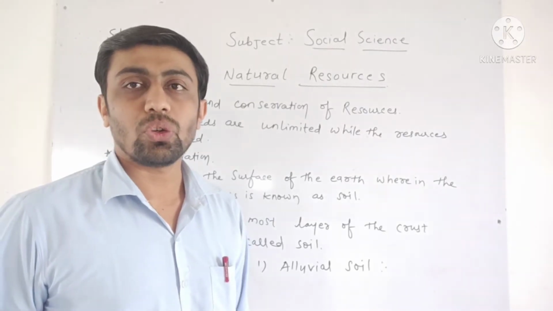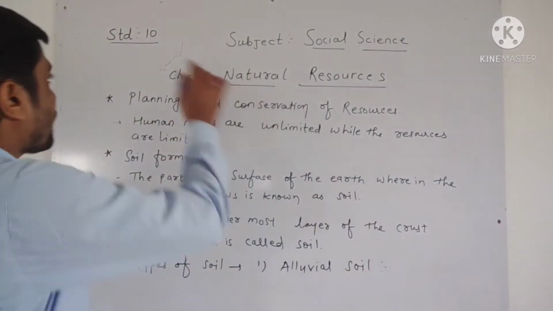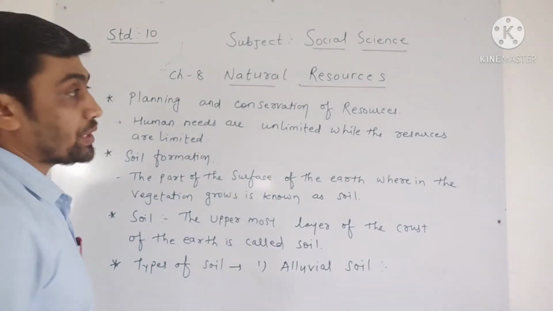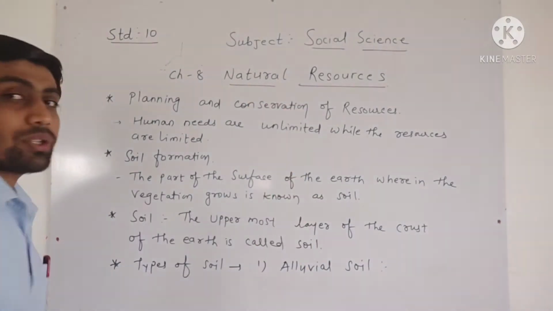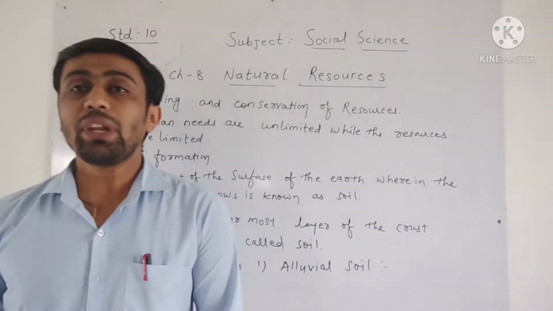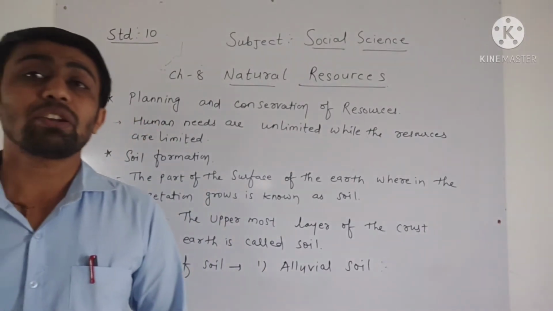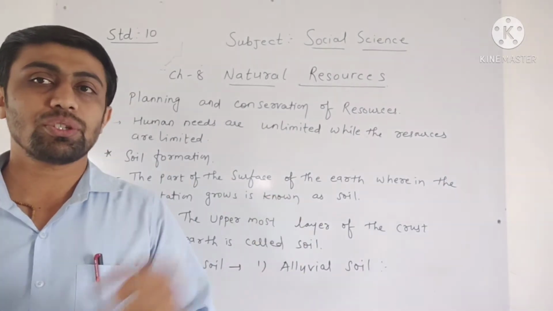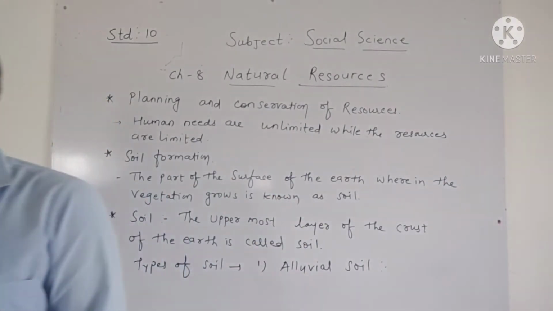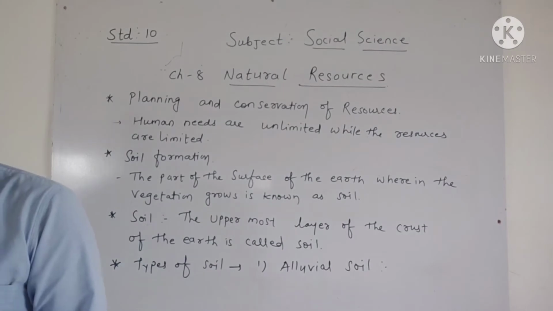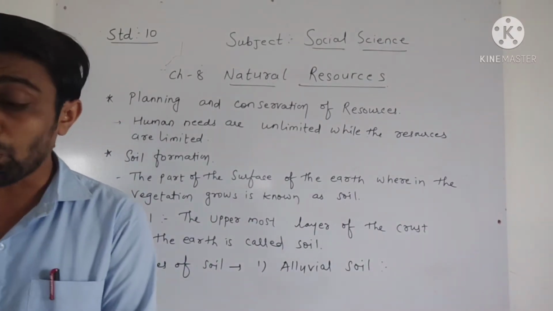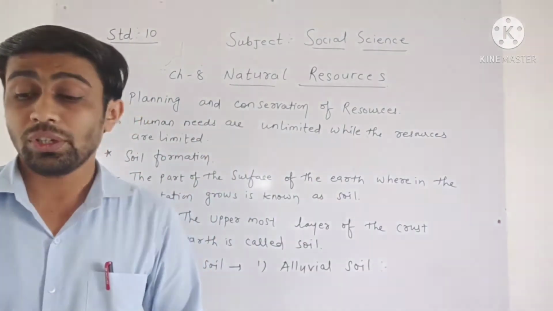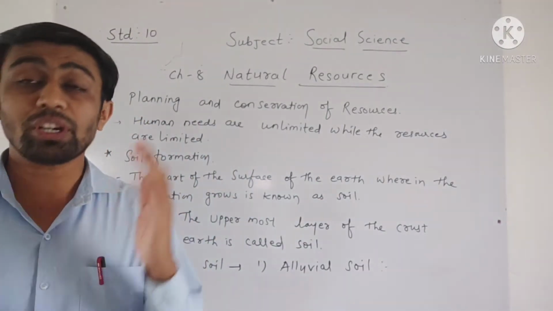Dear children, today we have to learn in standard 10 subject social science chapter number 8. The name of the chapter is natural resources. Now dear children, you know very well that in the previous lecture we learned about the uses of resources. In uses of resources, we have already learned about resources as food. After that we learned about resources as a source of raw material. After that we also learned about resources as energy resources. After that we also learned about the types of resources.